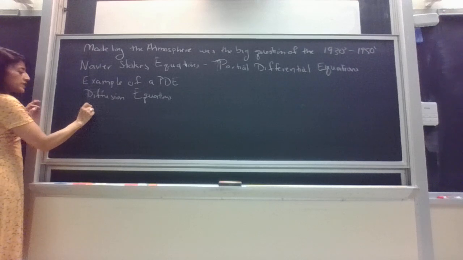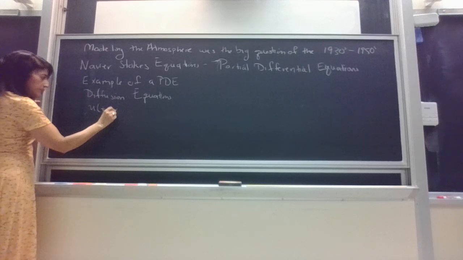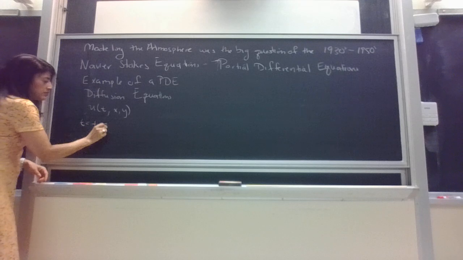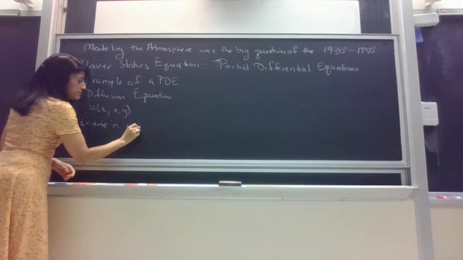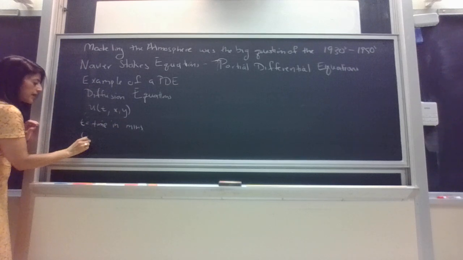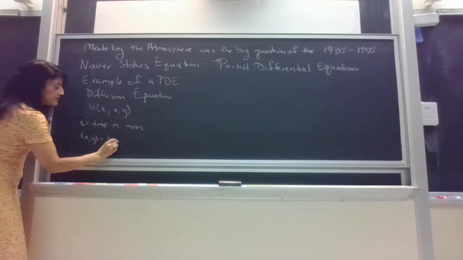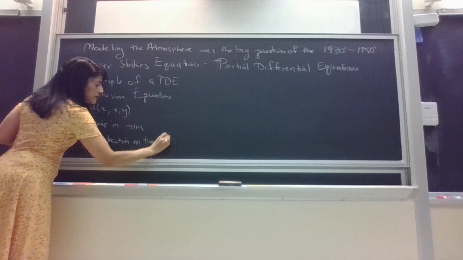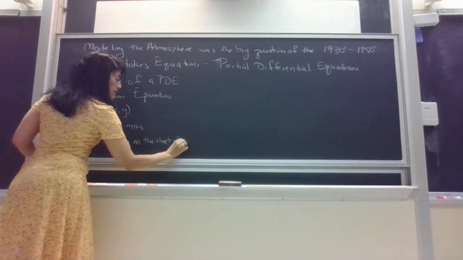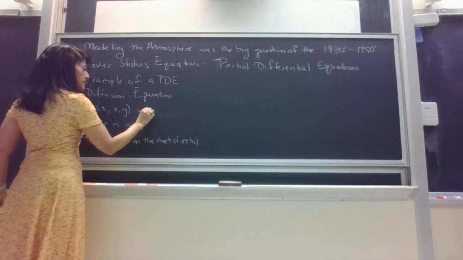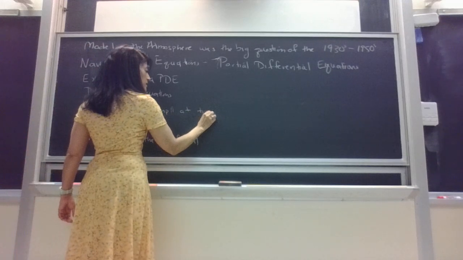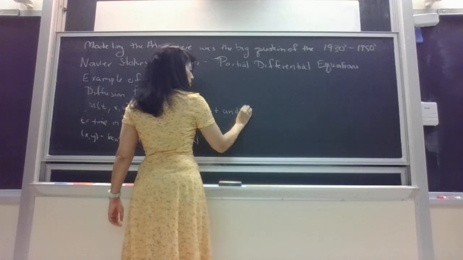We usually use u for a PDE. T is time, let's say minutes, put a unit on it. And X and Y is the location on the sheet of metal. And this is the temperature at time T and location X.